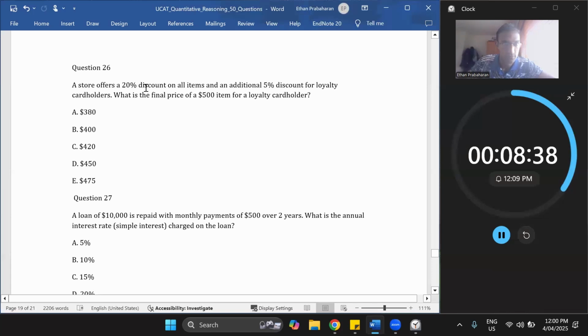Store offers 25% discount on all items, an additional 5%. What's the final price of a 500 item? So if you took 20% off, that'd be 400, and then you took 5% off, it would be 380.